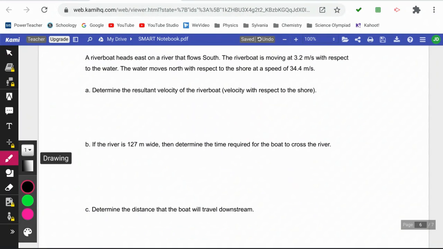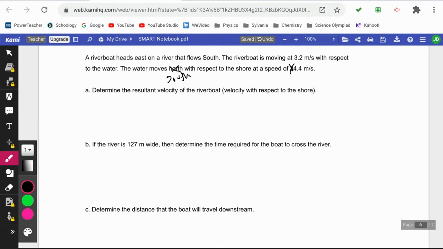So now we have a riverboat heads east on a river that flows south. The riverboat is moving 3.2 meters per second with respect to the water, and the water moves south with respect to the shore. Sorry, that should be south. With respect to the shore at a speed of, that's 4.4. There's no way it's 34.4. Okay, my copy and paste skills were not so great on this one. Now, anyways, determine the resultant velocity of the riverboat, velocity with respect to the shore.